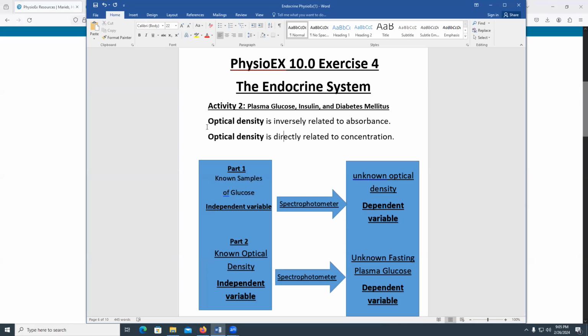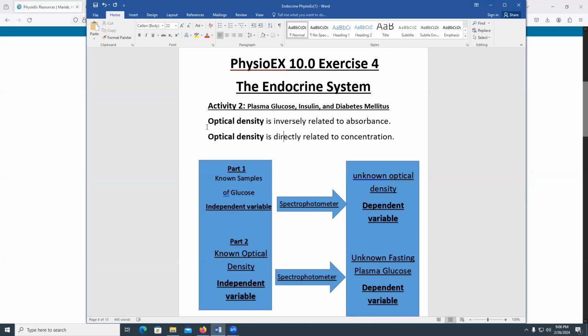So if I have a test tube with 100 milligrams per deciliter of glucose, and then I have another test tube with only 50 milligrams, then obviously the test tube that has 50 milligrams will allow for more light to pass through it. So it will have a lower optical density. It is less dense and it will block less light.